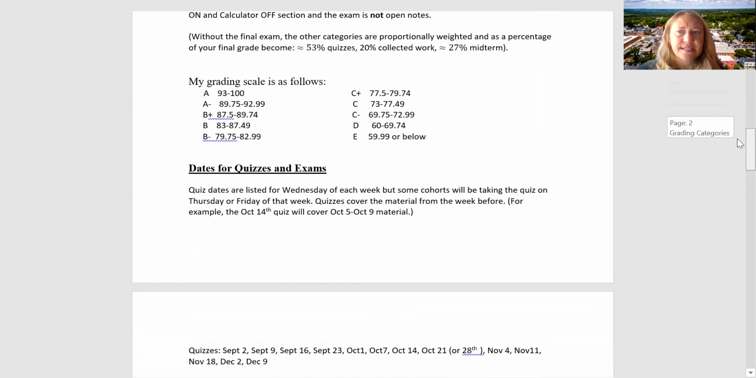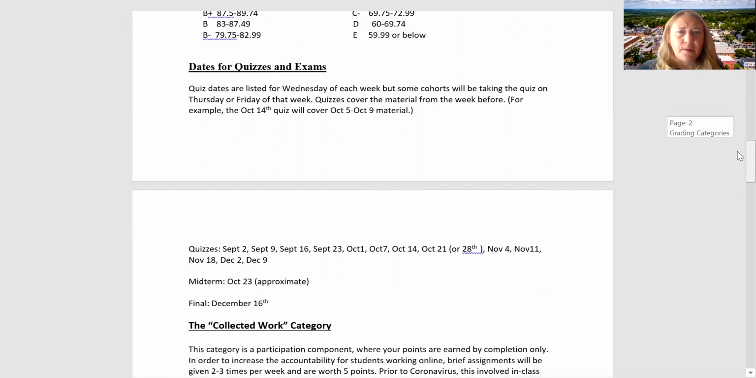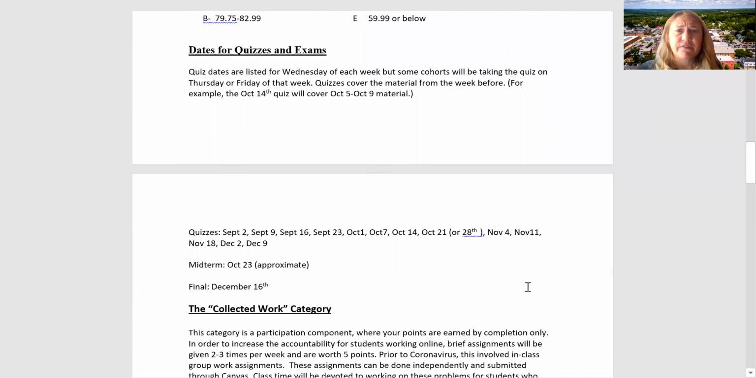So the grade scale is listed. For dates, I listed all of the quiz dates as Wednesdays. Quizzes are going to happen anywhere between Wednesday and Friday of that week. That will depend a little bit on what cohort you're in, and if you want to take it online or in person, what your decisions are. So I listed them all as Wednesdays just to be consistent.